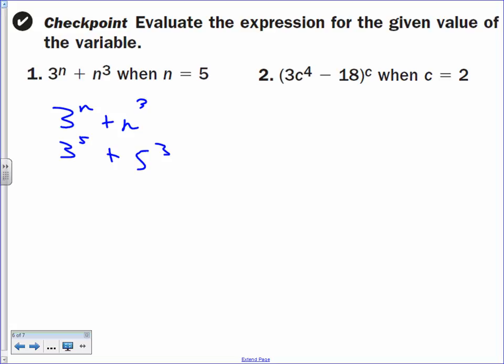I got 243 plus 125. There you go. 243 plus 125. And then your last line is going to be 368. You see how I'm reading it off though? How I want you to read it off? That's how I want you to show your work.